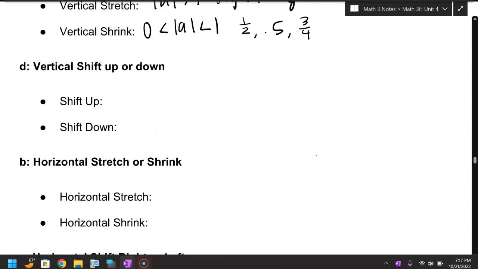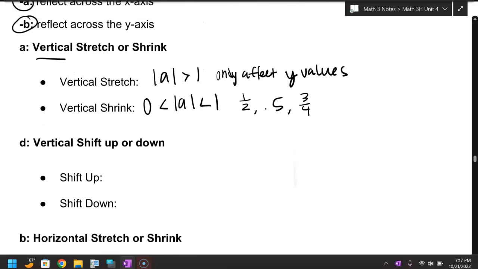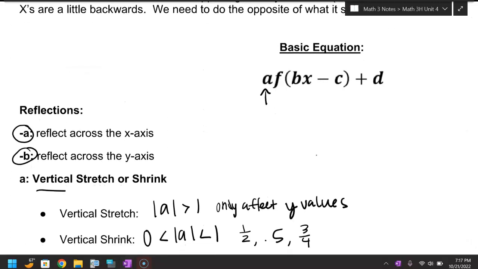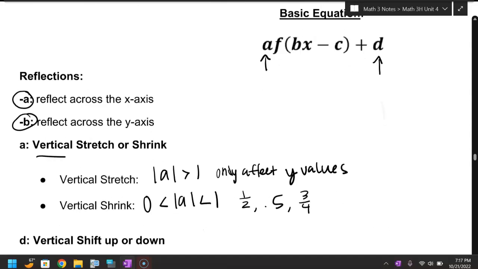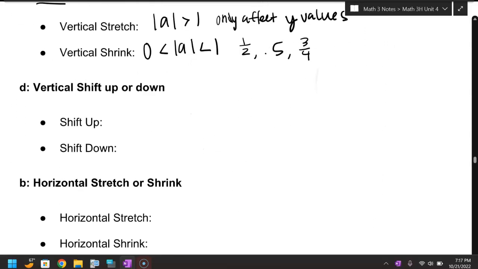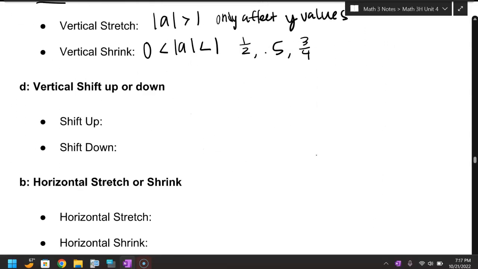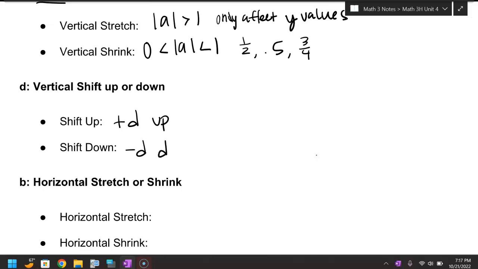Vertical shift, up or down. Remember, these are only affecting our y values, and that is our d in our equation. When d is positive, it's going to shift up. When d is negative, it will shift down.